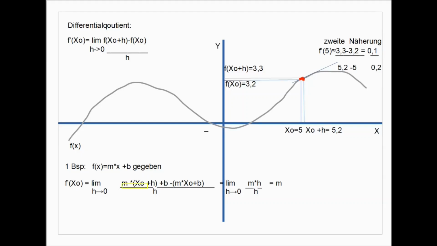Let's look at the term. m times x0 multiplied from the first bracket, minus m times x0 cancels out. b minus b also cancels out, also becomes 0. What remains is m times h divided by h, and m times h divided by h is even, h cancels out. What remains is m. h towards 0 plays no role in this case. So we have m, and thus the expected result that the slope for a straight line equation is constant.